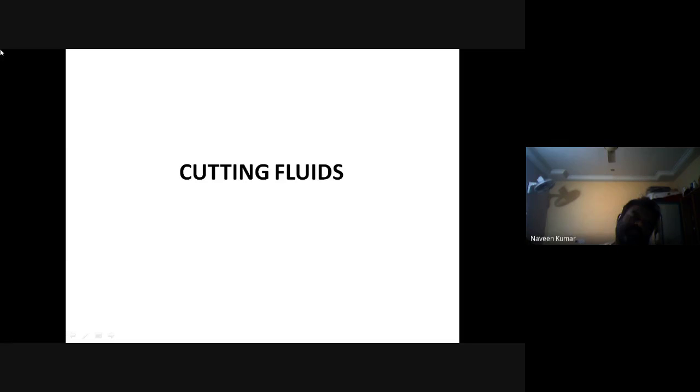Next, fixed and mineral oils can be mixed together and used as cutting fluid to get the advantages of both.